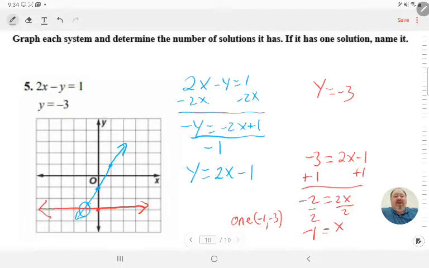Now if I would have drawn an actual straight line for the 2x minus y equals 1 line, it would have crossed right at negative 1, negative 3. But I can check that. I wanted to make sure, well, I know that y equals negative 3. So all I have to do is plug negative 3 in for y and then solve for x. And when I did, I get x is negative 1. So it's one solution at negative 1, negative 3. Okay? Any questions? Let me know.